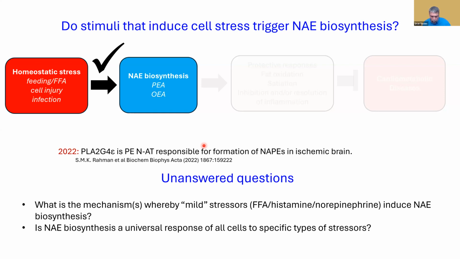Ueda's lab showed in 2022 that PLA2 group 4 epsilon is likely to be the N-acyltransferase that is responsible for formation of NAPEs in the ischemic brain. But for the mild stressors, we really don't understand the mechanisms, and we don't know which enzymes are actually involved. And we really don't have an overall framework to understand whether this response of NAE biosynthesis is a universal response to stress or not.